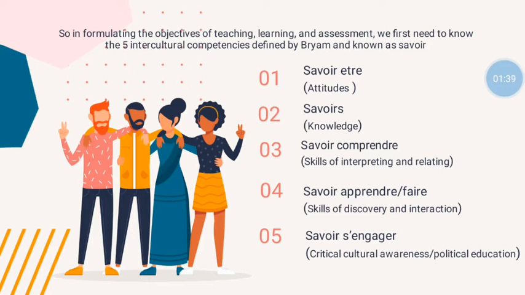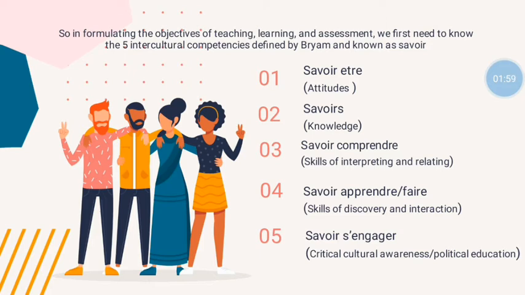For the second, savoir, or knowledge. It means knowledge of social groups with their traditions and works, the culture of people and countries, which contain procedures for interaction, both individual and social.